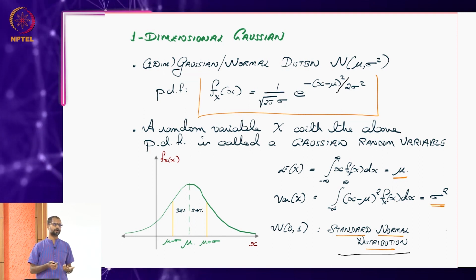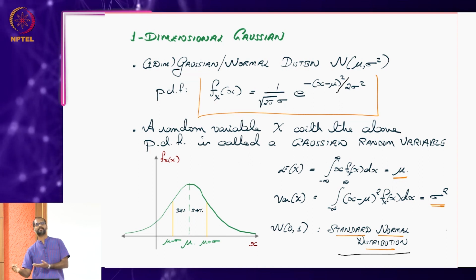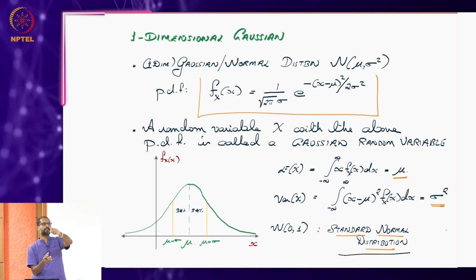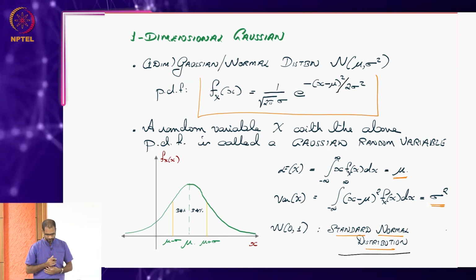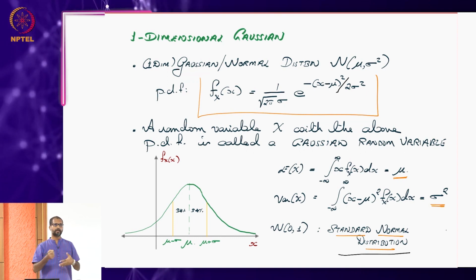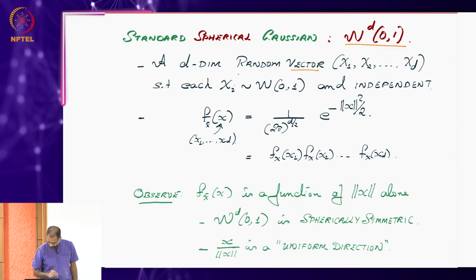Imagining a three dimensional Gaussian is tricky because you need a four dimensional imagination, because the domain is already three dimensional and the density is another real number which you have to represent somehow. So visualizing is hard, but roughly this is what a high dimensional Gaussian is.